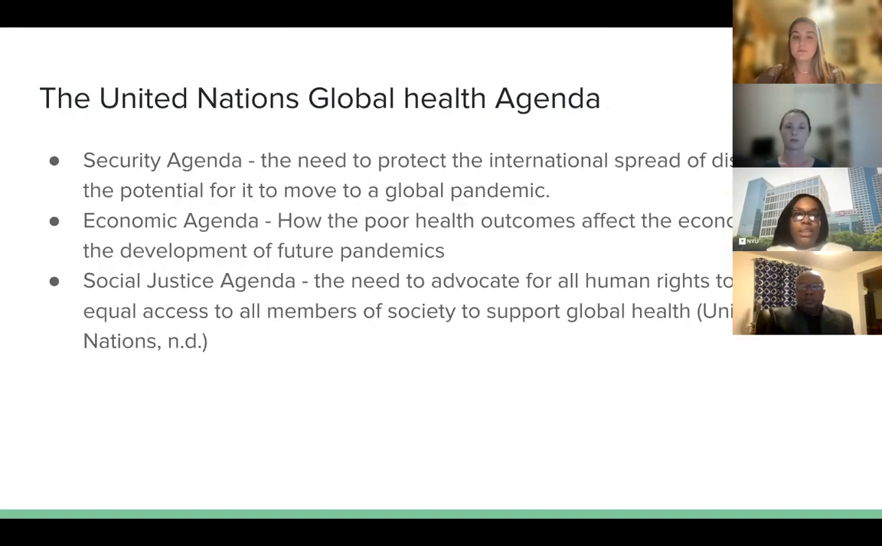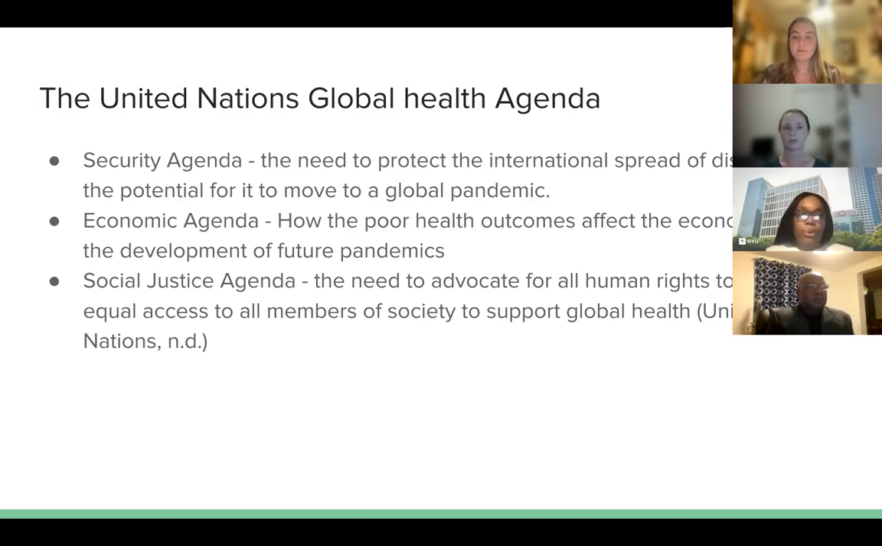The United Nations agenda in global health includes 3 parts. There is a security agenda, economic agenda, and social justice agenda. Basically, the security agenda encompasses the need to protect against the international spread of disease. When we look at this section of the global health agenda, its efforts are towards ways we prevent the next pandemic to come. The economic agenda combats poor health outcomes in an effort to improve the economy.